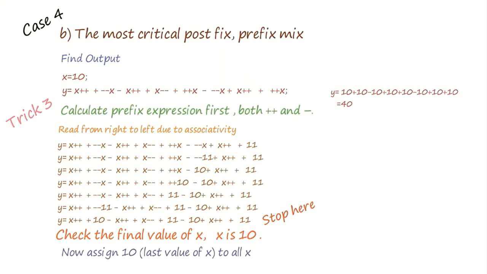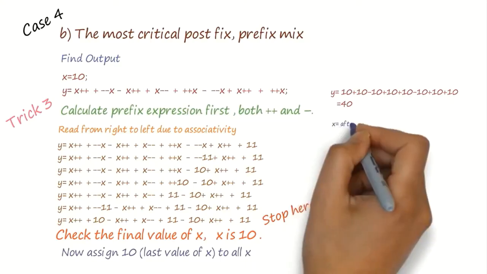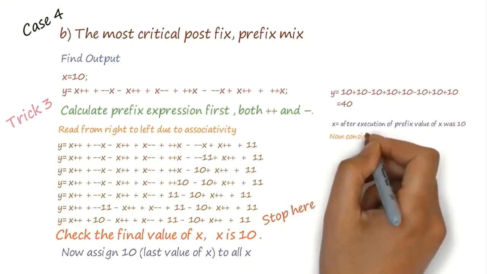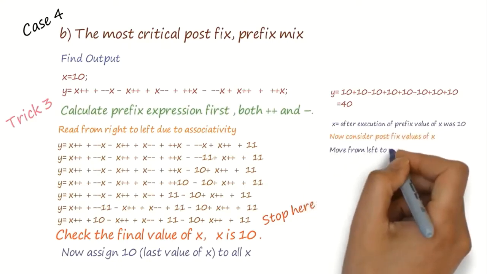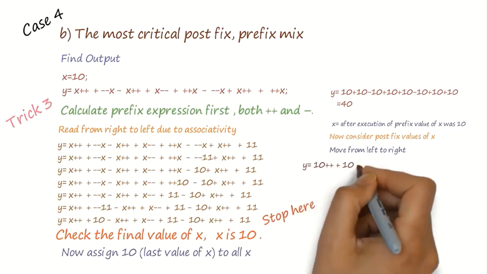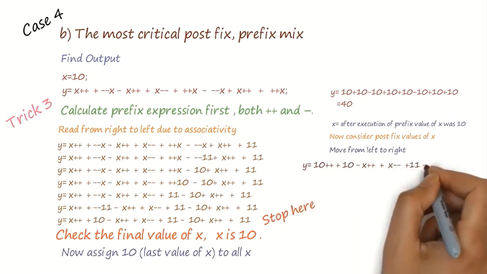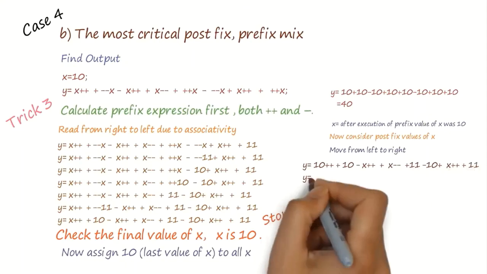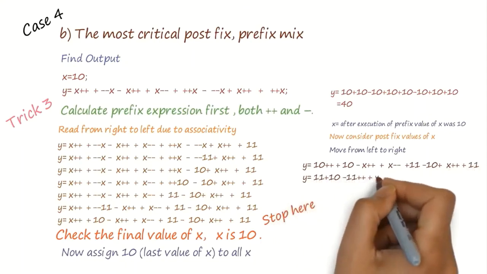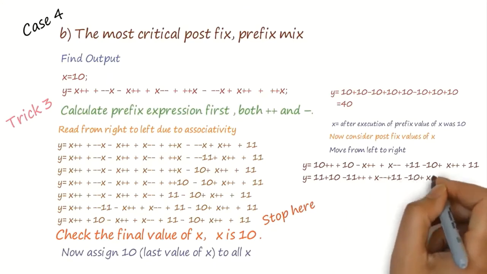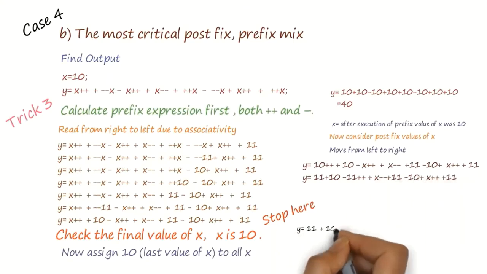So a very interesting point to note here is no matter how many post and pre operations there are, we only consider prefix operations to get the value of y, and it is pretty straightforward. However, the complexity is more if we are asked to find the final value of x, because then we will have to calculate the postfix operations. So in this problem, only considering prefix operations, the last updated value of x was 10, and we know associativity of postfix is left to right.